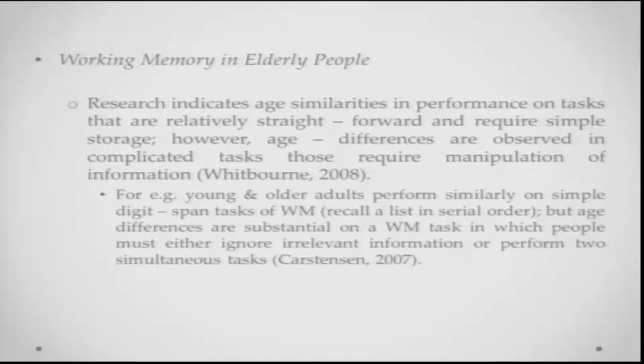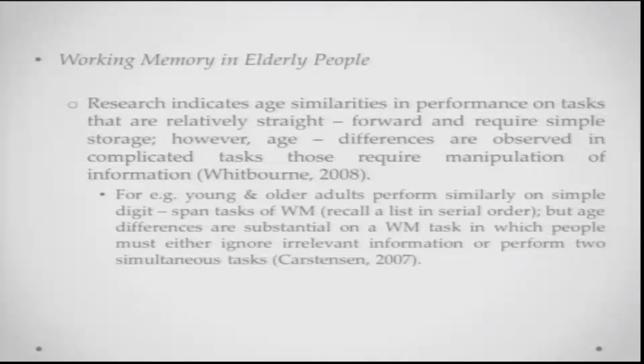Research indicates that there are age similarities in performance on tasks that are relatively straightforward and require simple storage. However, age differences are observed in complicated tasks that require manipulation of information. If you are doing a working memory task, say for example the n-back task, you have to remember something that came on 2 trials back, or 4 trials back, or 6 trials back.